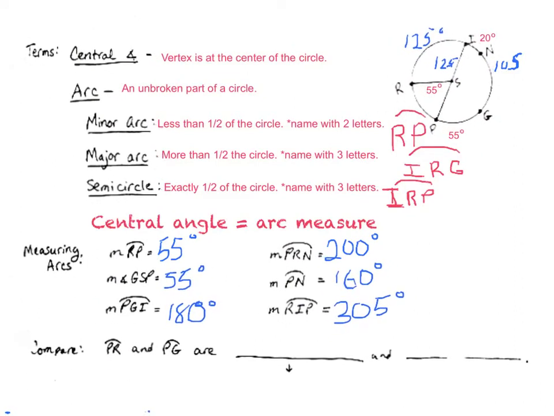It says then compare arcs, my bad. It says compare PR and PG, arcs PR and PG. That's easy enough. They are congruent arcs, and they are adjacent. We all remember adjacent from being next to each other. Adjacent, that's what that means, next to each other.